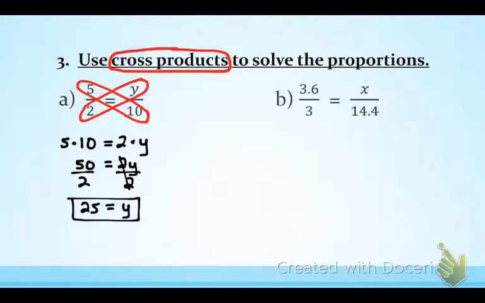I want you to check it to see if it works. When you checked it, you plugged in 25 over 10. What does that reduce to? 5 over 2. Is that what this one said? Yes. Then it checked out and you did it correct. I want you to try problem B on your own.